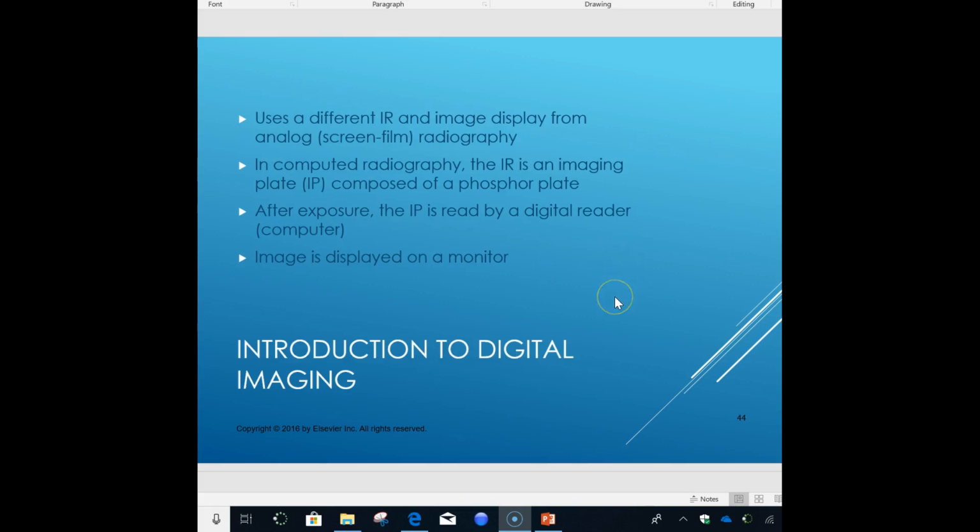Introduction to digital imaging, we can touch on this. So they use a different IR and image display from analog, which is a screen. In computed radiography, the IR is an imaging plate composed of a phosphor plate. And so I was telling you that you do need to run that. Then after exposure, the IP is read by the digital reader, the computer, and the image is displayed on the monitor.